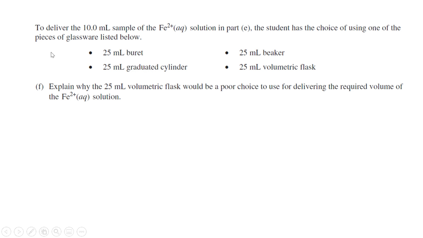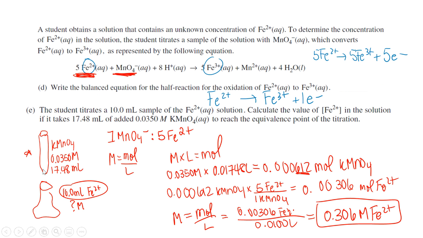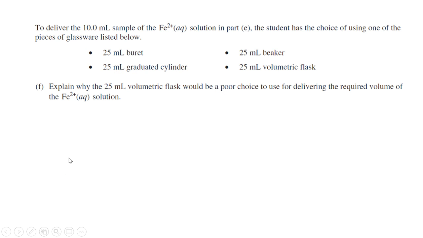All right, next question. This is kind of experimental technique, trying to assess, maybe have you done a titration before? Are you familiar with glassware? So if we think back to these pieces of glassware, the burette is the thing that we typically use in a titration that holds our known solution, a graduated cylinder, a beaker, and a volumetric flask. So the question says, if you want to measure out 10 mL of iron plus 2, you have to choose between this glassware.